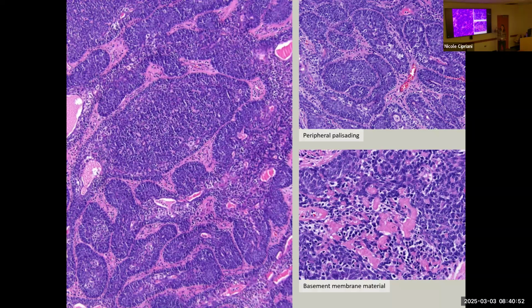So you need the border to be able to determine, but mostly, as you can see, these are low grade, not a lot of mitosis, necrosis, etc. So basal cell adenocarcinoma, usually low grade.